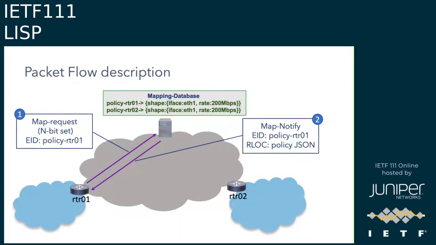This map request is sent with the n-bit set, so that the mapping system registers this as a subscription. And, as you well know, as a response to the subscription, the mapping system will send the map notify with the EID and the corresponding policy in JSON format. If you could go to the next slide.